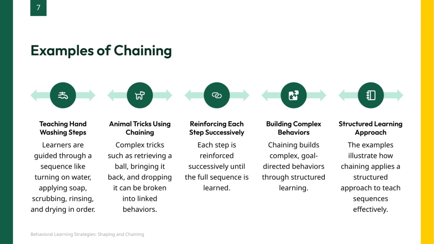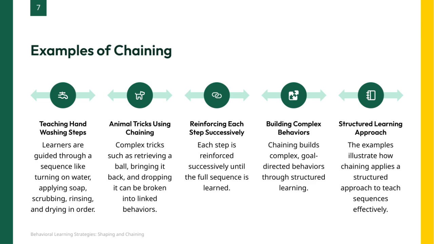An essential part of chaining is reinforcing each step as it's learned. By providing positive feedback after each connected behavior, learners gradually build up the entire sequence. This reinforcement process ensures that the full chain becomes a well-learned behavior. Ultimately, chaining is about building complex, goal-directed behaviors in a structured way. Whether it's a simple daily routine or a multi-step task, chaining helps organize learning so that complicated actions become achievable. These examples underline how chaining applies a structured, effective approach to teaching sequences, making complex behaviors easier to master through clear, successive steps.